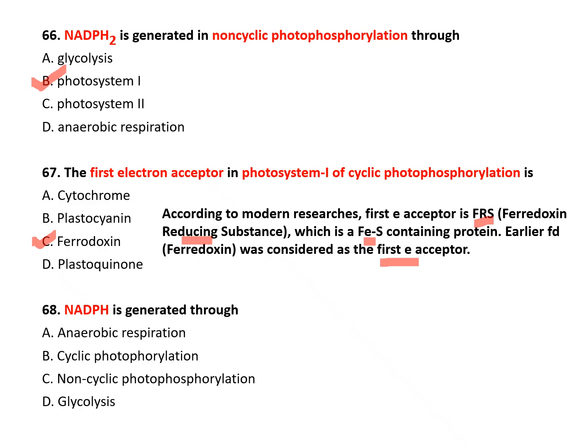The next question, number 68. NADPH is generated through option A anaerobic respiration, option B cyclic photophosphorylation, option C non-cyclic photophosphorylation, option D glycolysis. The correct answer is option C, non-cyclic photophosphorylation.